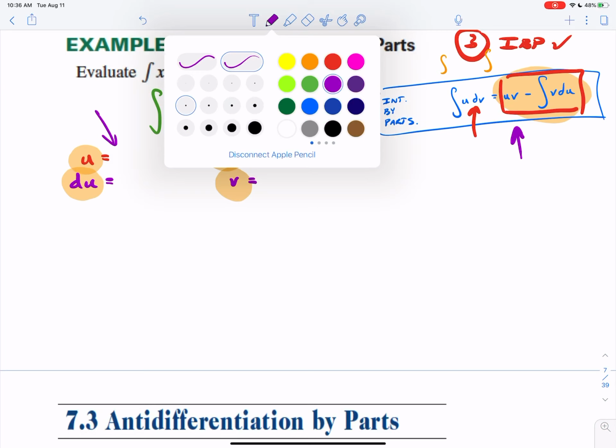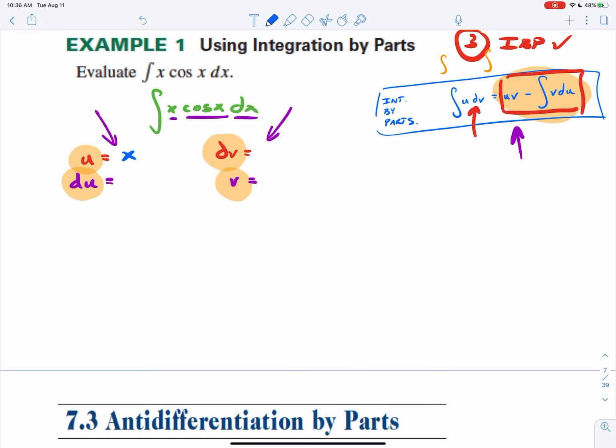So let's try this. What if I let u equal x? Then that means dv would be cosine x dx. If u is x, then du is just 1 dx, the derivative. If the derivative is cosine x, then v, the original function, is what? It's hard when I can't hear your responses, so I have to ask you guys to pause and play. If the derivative comes out to cosine x, then the original function v should be sine x. So let's try this out now.